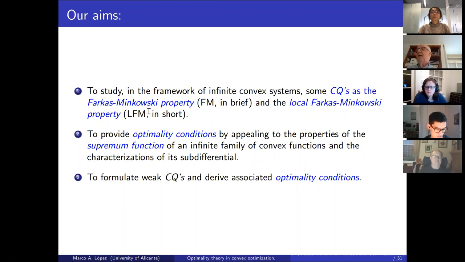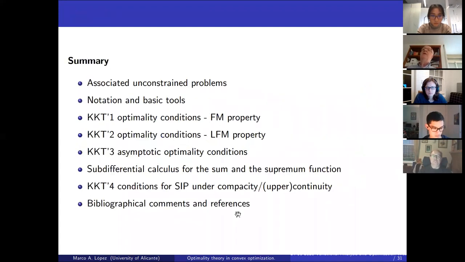And the subdifferential will be the subdifferential of the supremum of an infinite family of convex functions. Okay, and finally, the last part of the talk is to formulate some weaker constraint qualifications and derive the associated optimality conditions. This is the summary. First idea is very elementary: how to transform my problem into an unconstrained one.